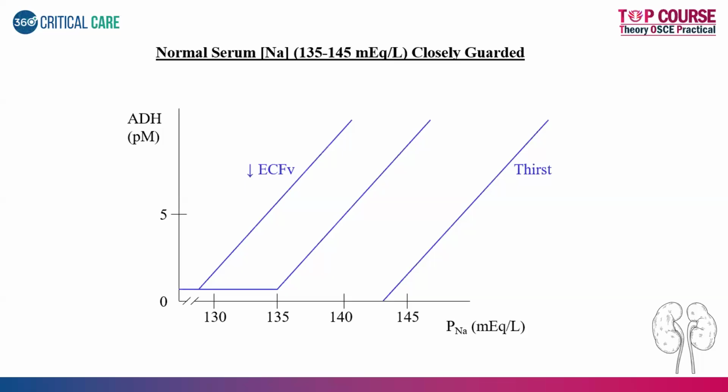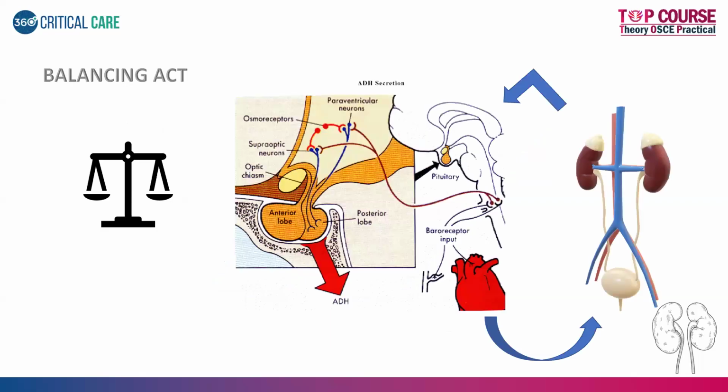This is the reason why sodium is so closely guarded, because any slight change to the right or left causes major shifts of fluid and electrolyte balance in the body. So this is actually a closely knit balancing act. Whenever there is a drop in serum sodium, or an effective plasma volume reduction, there is an activation of the baroreceptor input, usually present in the arch of the aorta and in and around the cardiovascular system.